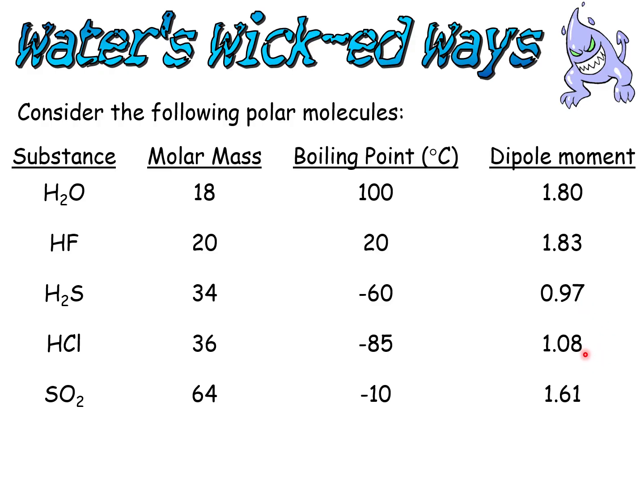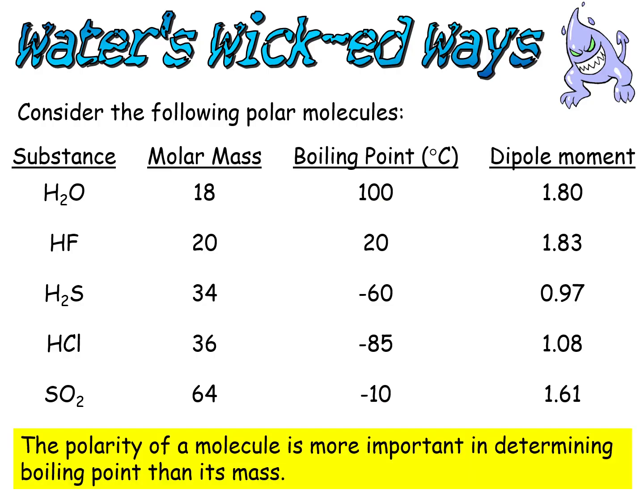HCl, starting to come back up, but you can tell that it's still got a really, really low boiling point, even though it weighs twice as much as water. And then SO2, 3 times as heavy as water, has a dipole moment getting close to it, but it's still a lot lower than the boiling point for water. So that tells you how big of an impact the polarity has on the properties.